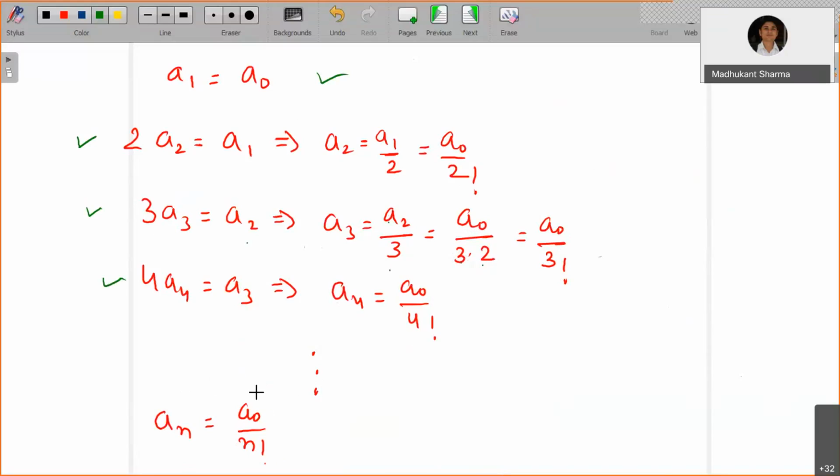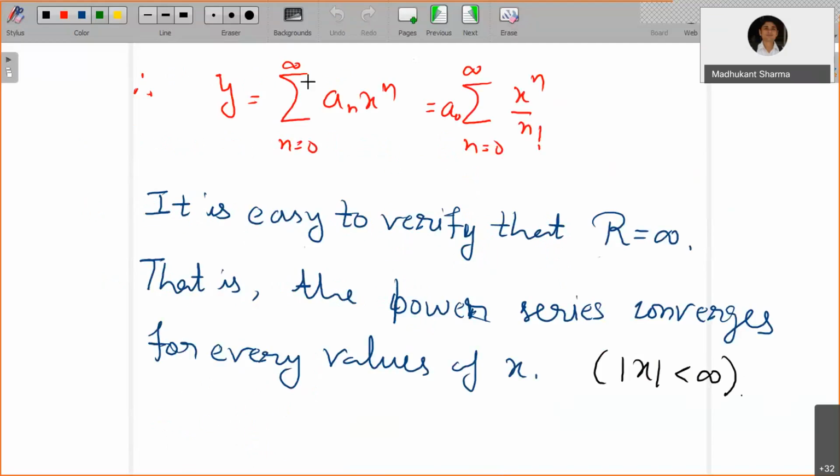Now, what you have to do is substitute this a_n value in the series. Okay, what you will get is the summation n equals 0 to infinity a_n x to the power n, where a_n is a_0 by n factorial. So a_0 is a fixed constant. So we get summation n equals 0 to infinity x to the power n by n factorial.